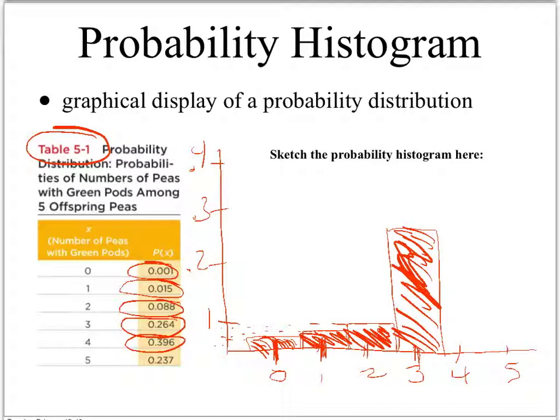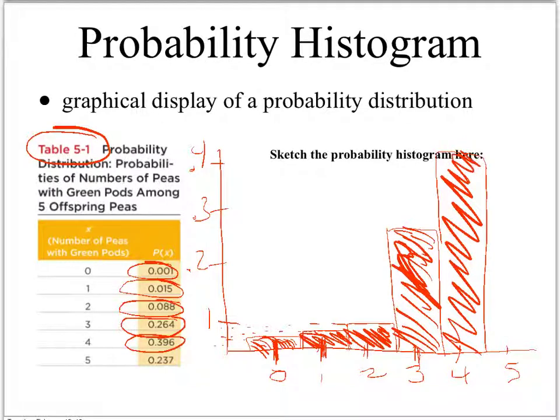The next rectangle will extend all the way up to 0.396, which is almost as high as 0.4, so I'll go up to there, and then come down to here like that, and that's the rectangle that represents the probability that the random variable x is equal to 4. And finally, the one for 5 is about 0.237, so I'll go a little bit less than that one, come down about right here, and there you have the probability histogram for this random variable's distribution.